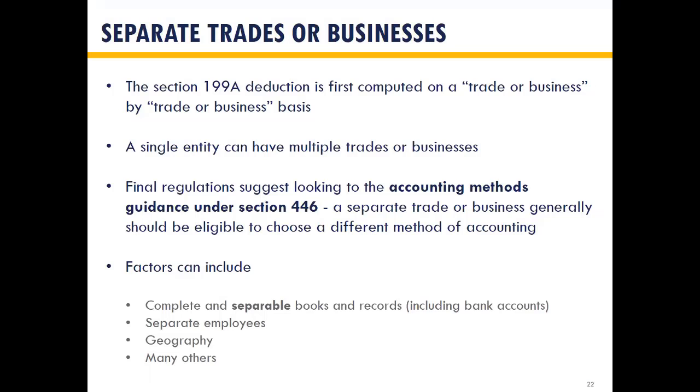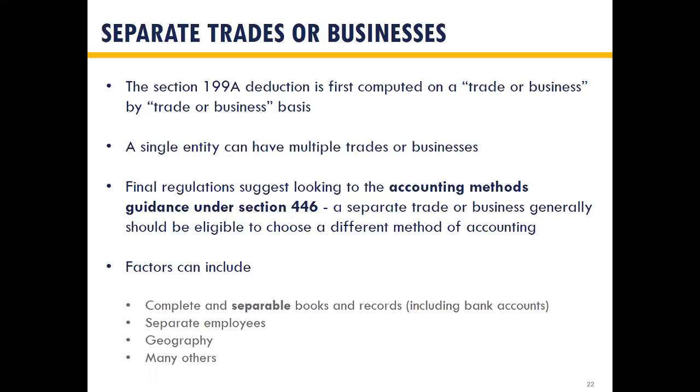So another important concept in 199A, this is particularly important for international considerations, given that ECI can be QBI, but non-effectively connected income is not QBI, is that the 199A deduction is computed on a trade or business by trade or business basis. And why is this important? Well, it's important because you could have a single entity, a single partnership or a single corporation, S corporation, and it could have multiple trades or businesses underneath it. In each trade or business, you would compute your 199A deduction at that trade or business level.